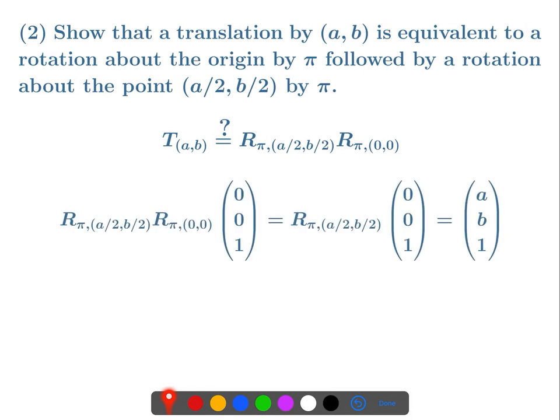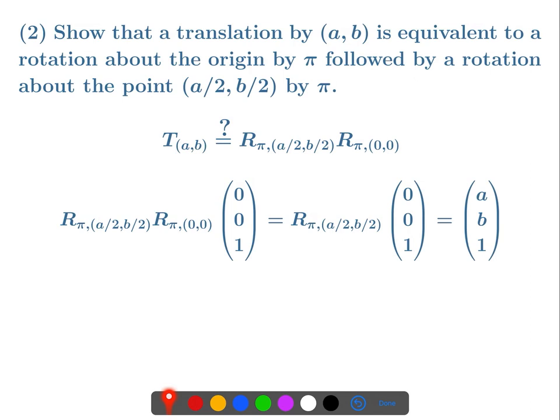So what we're trying to show is this, and let me remind you what we know actually. We know that the product of these 2 rotations is a translation because the angles add up to 2 pi, and 2 pi is an integer multiple of 2 pi. It's 2 pi times 1. So this is a translation. So the question is, why is it a translation by (a, b)?